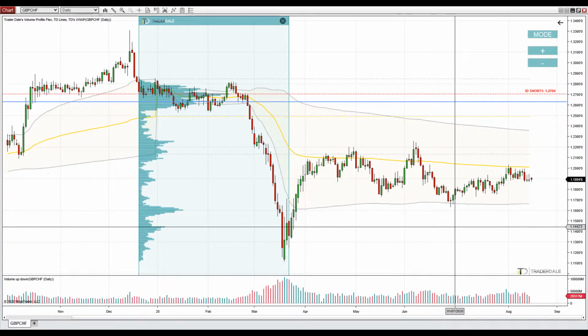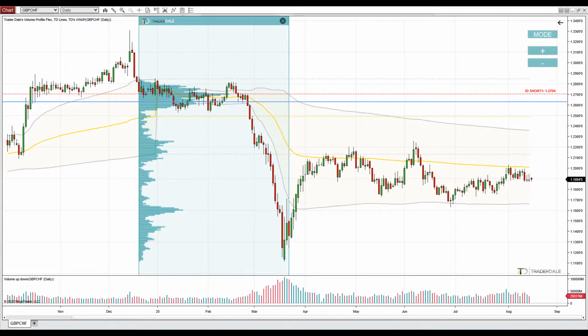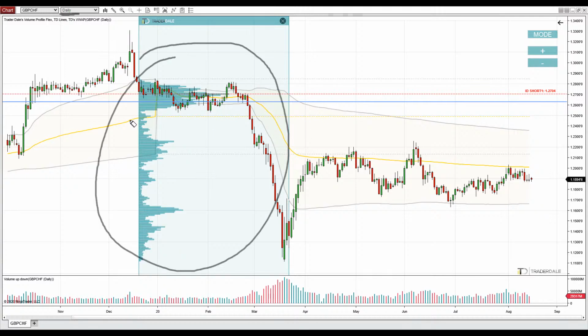So this next trading idea is on the British pound Swiss franc, and it is a swing trading idea. What you see before you is my swing trading workspace, and on this workspace I mainly use the daily time frame and flexible volume profile and yearly VWAP.